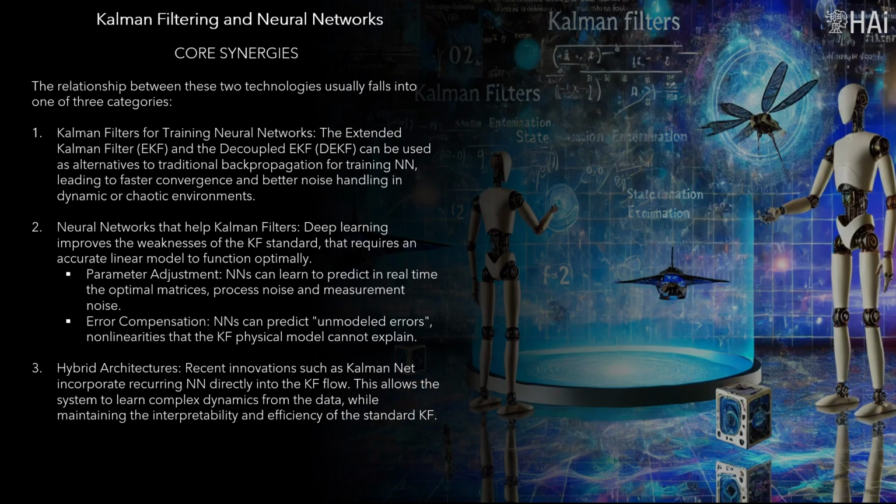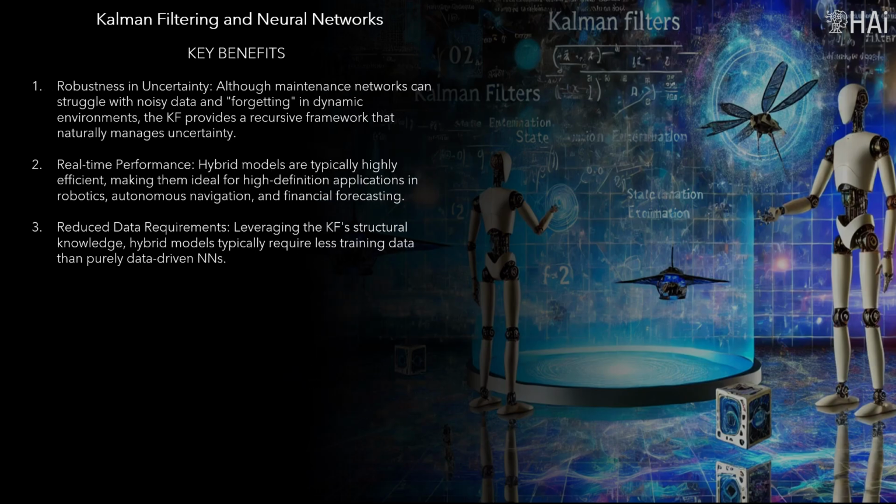Hybrid architectures. Recent innovations such as KalmanNet incorporate recurrent NN directly into the KF flow. This allows the system to learn complex dynamics from the data, while maintaining the interpretability and efficiency of the standard KF. Key benefits. Robustness in uncertainty.